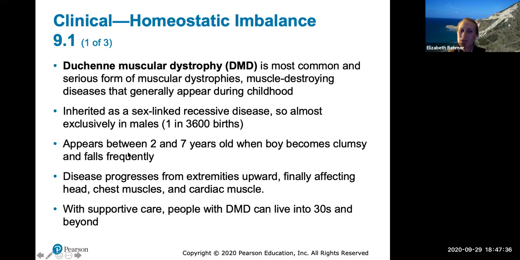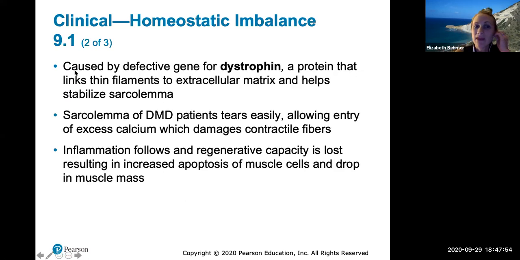And it will appear between 2 and 7 years old if a boy becomes clumsy and falls frequently. It will progress from the extremities upward, finally affecting the head, the chest muscles, and cardiac muscle. So someone would just stop breathing or their heart would stop beating. It's caused by a defective gene for dystrophin. And this was one of those proteins, that's why it was one of the extra proteins I mentioned. It's a protein that links thin filaments to the extracellular matrix.